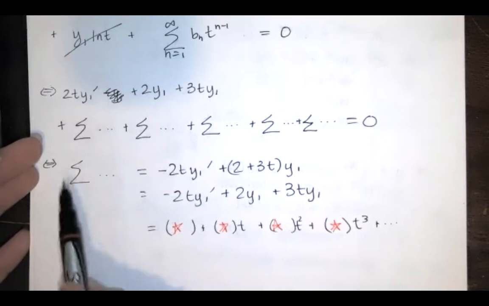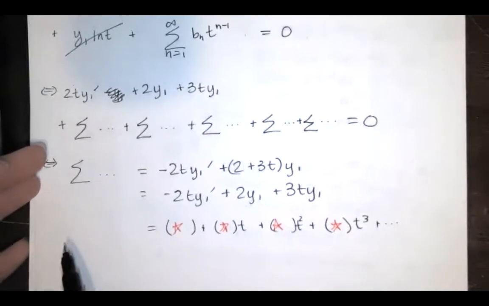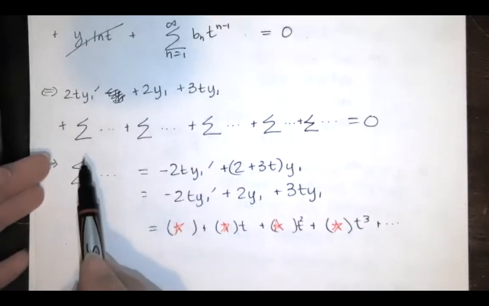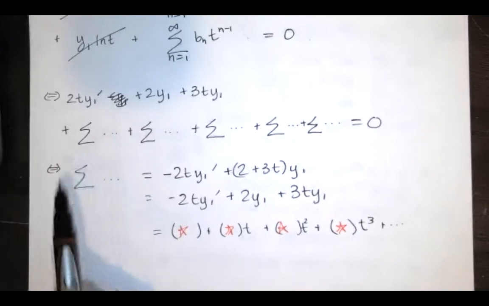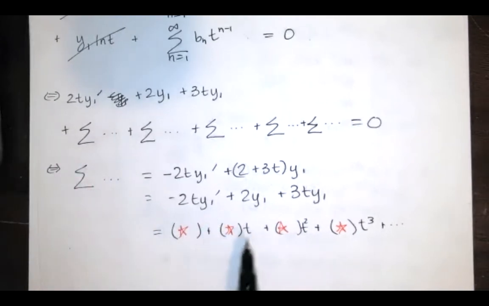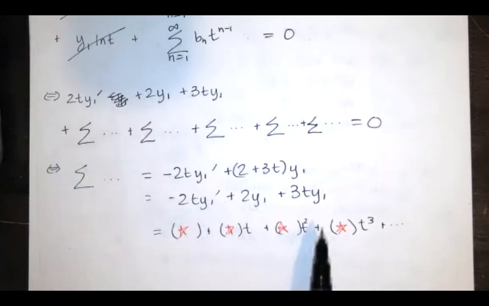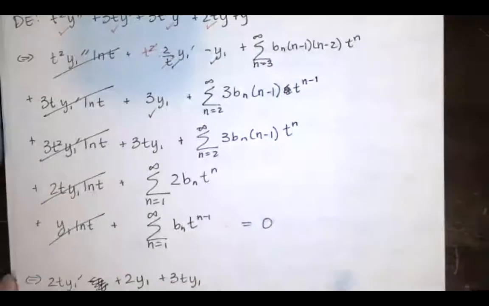The only way the series on this side is equal to the series on this side is if the corresponding coefficients on this side equal the coefficients on this side. So the constant term over here will have to equal the constant term over here. And the t term over here will have to equal the t term over here. And the coefficient of t squared on this side has to equal the coefficient of t squared on that side. And that is going to allow you to find these b sub n's.